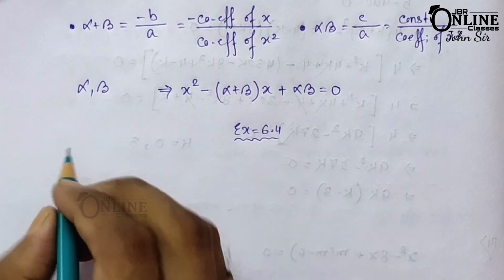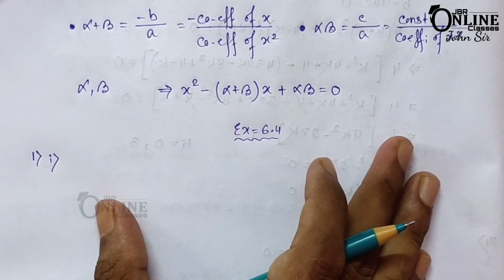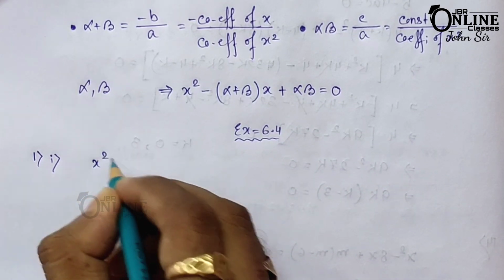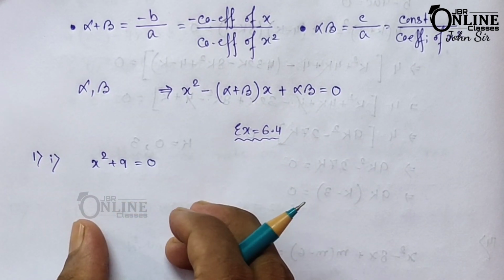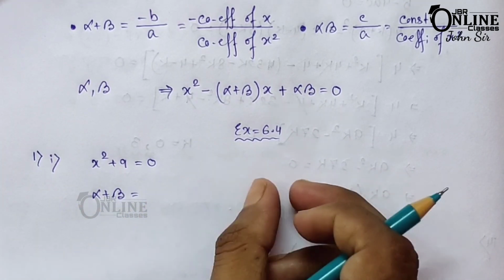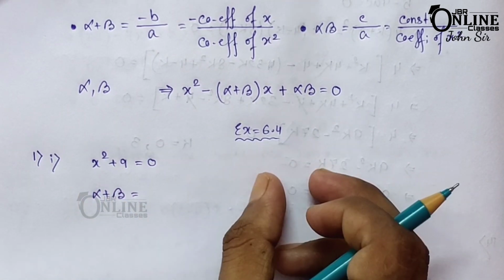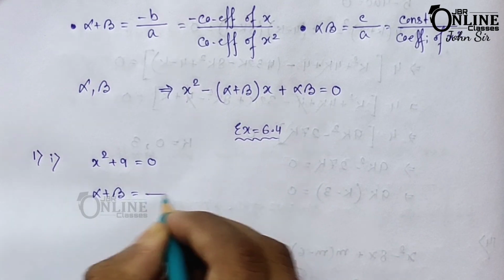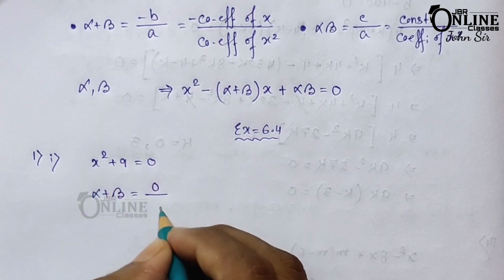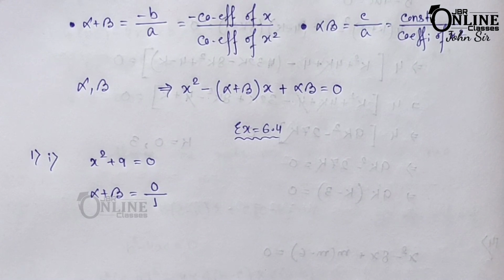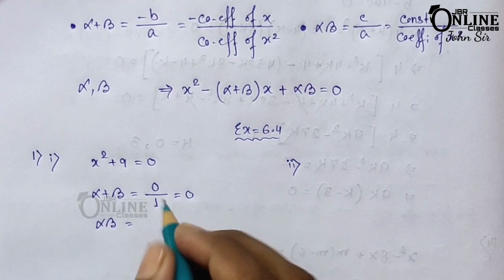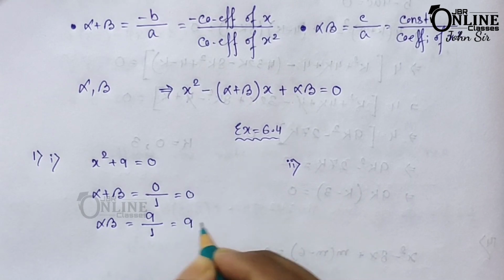So in exercise 6.4, the first problem, problem number 1. Write the sum and the product of the roots of the following equation. So here the first equation is x square plus 9 equal to 0. Now you have to find out the sum of the roots, that means alpha plus beta. Suppose alpha and beta be the two roots of this equation, and the formula is minus b by a, but here b equal to 0. So it will be 0 by a, that means 1. So that equal to 0 by 1, that equal to 0. And next one, product of the roots, that equal to c by a. Here c equal to 9 by 1, so that equal to 9.